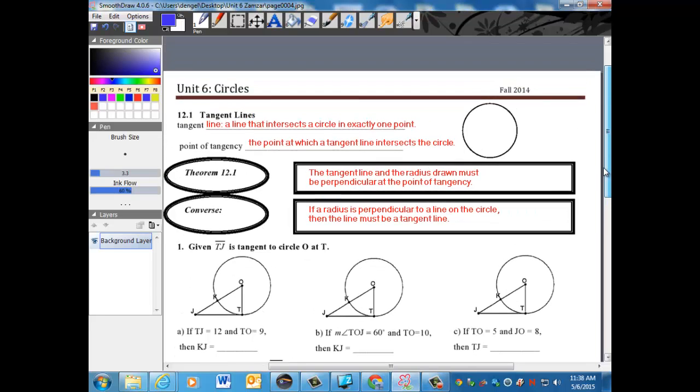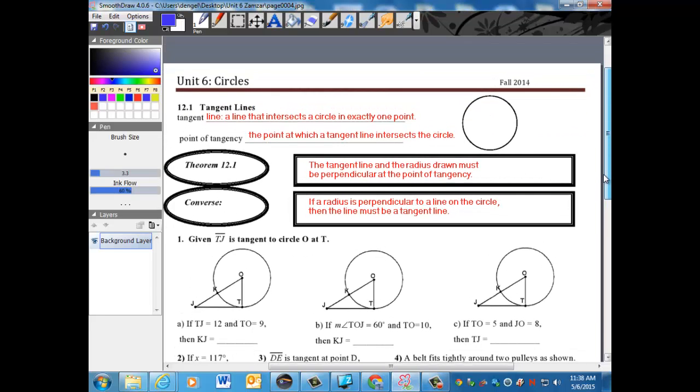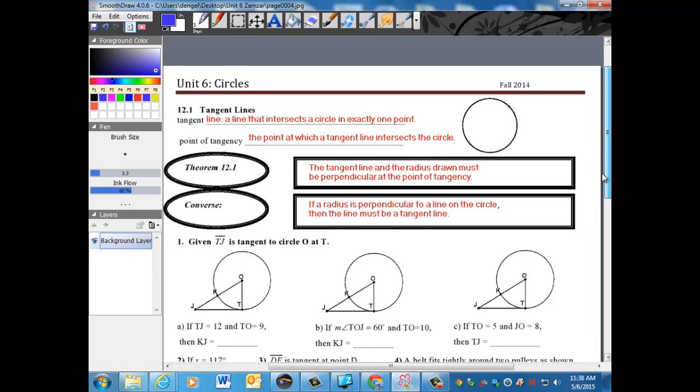Welcome back to Geometry. We're at section 12.1, dealing with tangent lines. If you need to hit the pause button, go ahead and fill out the following definitions. I'm going to go ahead and start.